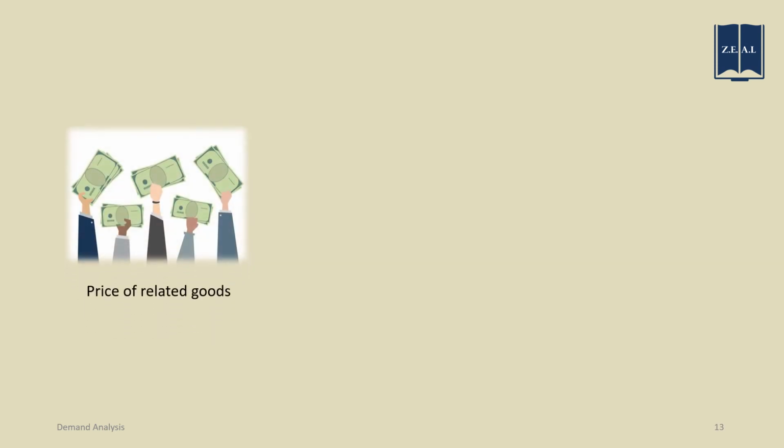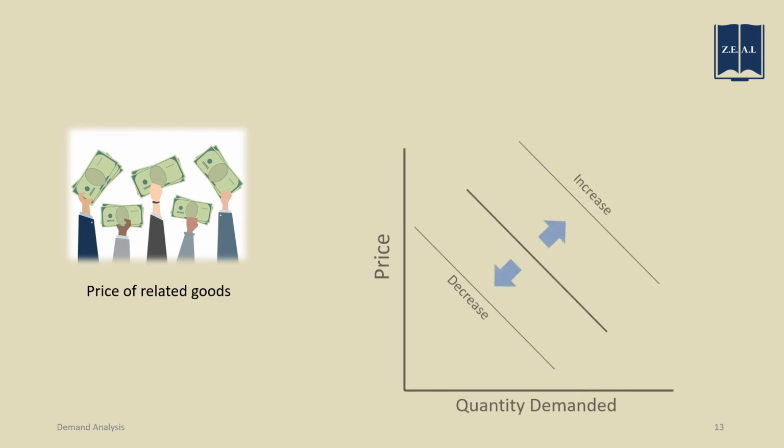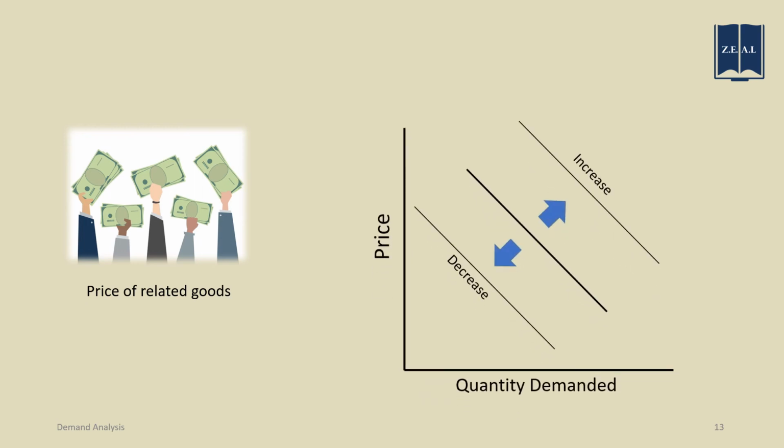Another factor is the price of related goods. Related goods can be either complements or substitutes. If the products are complements, for example, if the demand for cars increases, the demand for petroleum products will also increase. This will shift the demand curve of petroleum products to the right. Similarly, in case of substitutes, for example tea and coffee, if the demand for one product increases, the demand for the substitute product will decrease, which will lead the curve to shift towards the left.